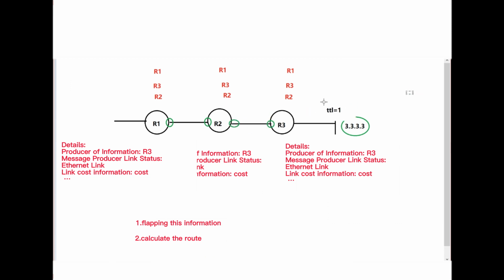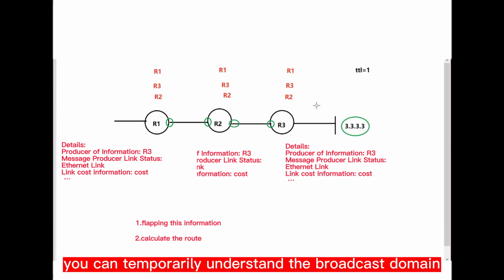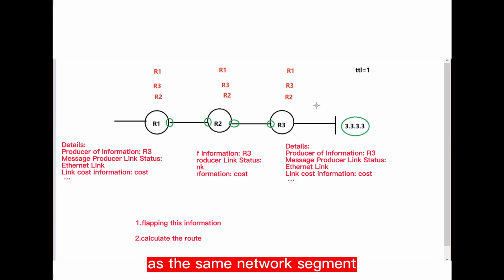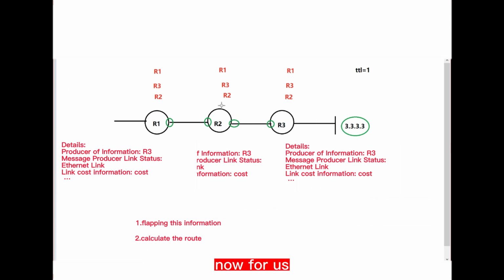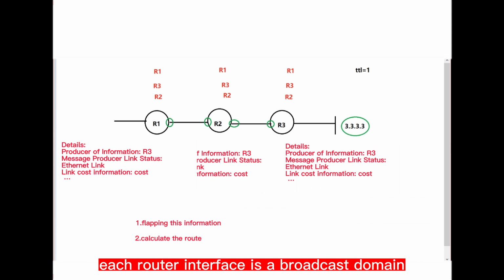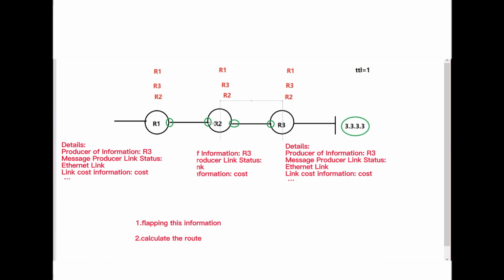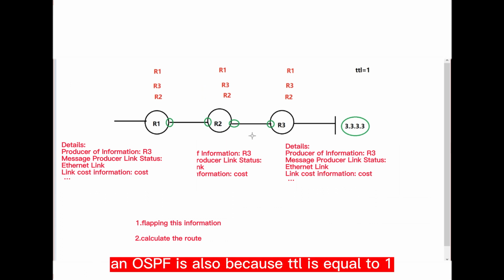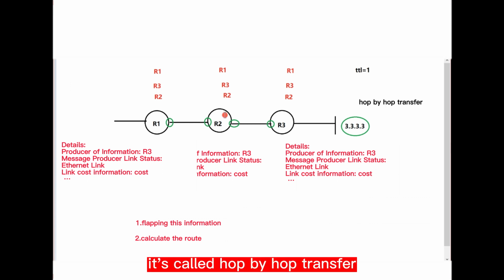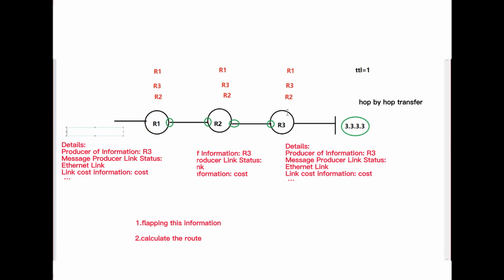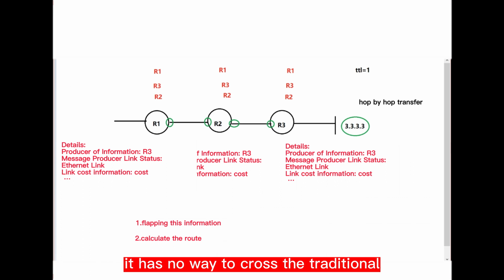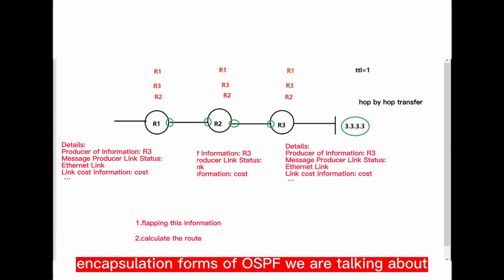At the current stage, you can temporarily understand the broadcast domain as the same network segment. Now for us, each router interface is a broadcast domain. So broadcast messages can be sent only this far. And OSPF is also because TTL is equal to 1. It's called hop-by-hop transfer. Hop-by-hop transfer means that devices must transfer one by one. It has no way to cross. These are some basic encapsulation forms of OSPF we are talking about.